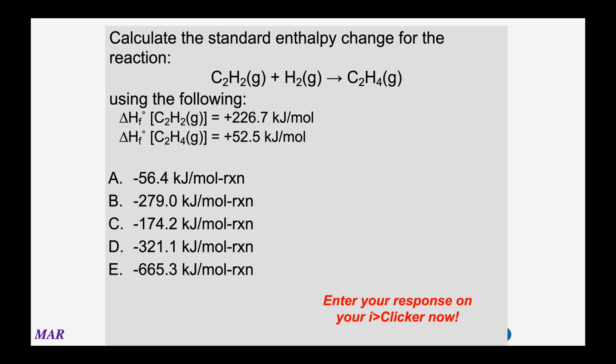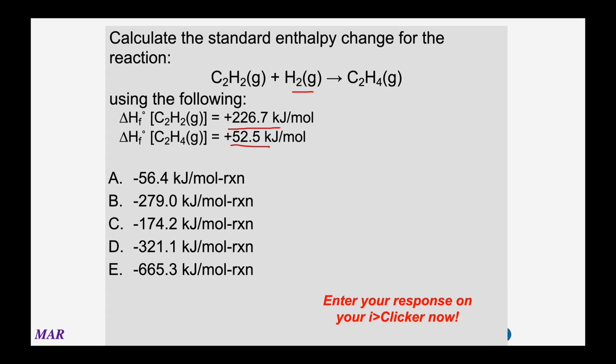Let's calculate the standard enthalpy change for this reaction: C2H2 plus H2 going to C2H4. And it gives us those values right there. So on these problems, it's delta H of products minus delta H of reactants. The C2H4 is this number. That number, products minus the reactants, minus 226.7 minus H2. There's no H2 value.